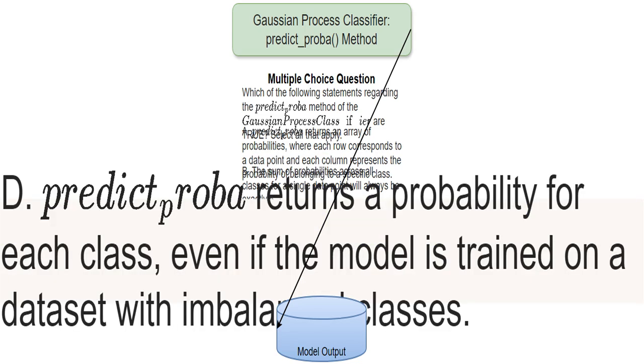This statement checks whether the method gives probabilities for every class, even if I have more examples of one class than the others in my training data. I need to see if that's accurate.